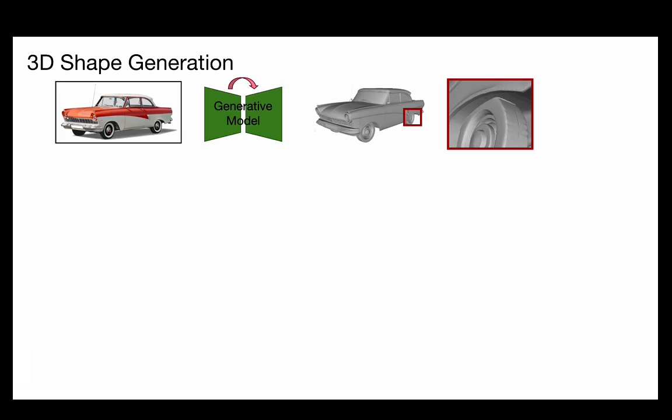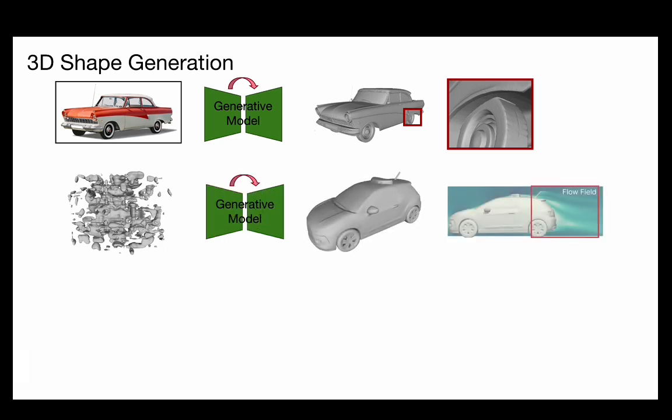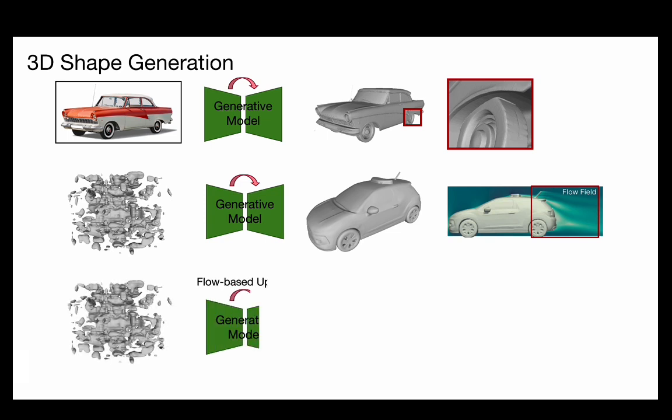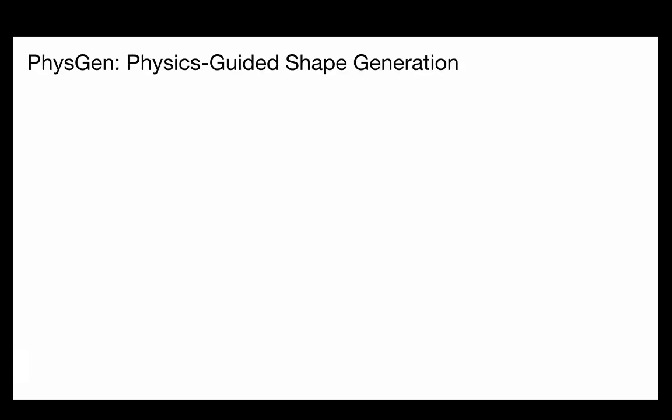More critically, look at the aerodynamic analysis at the bottom. The standard generated shape results in a turbulent wake and poor performance. In contrast, a shape generated with physical grounding demonstrates much more stable airflow. While visual approximations might be acceptable for entertainment, ignoring these physical requirements is detrimental when the end goal is engineering-oriented design. To address this, we present PhysGen, a physics-guided flow-matching model.